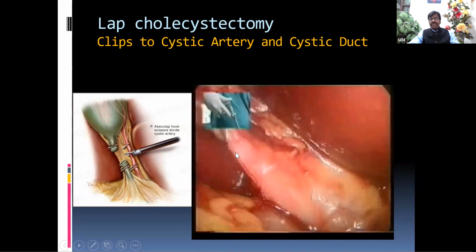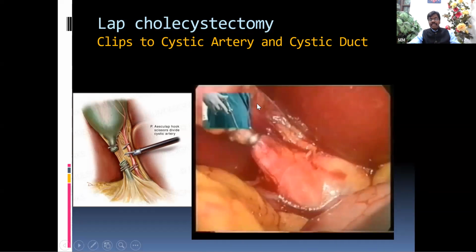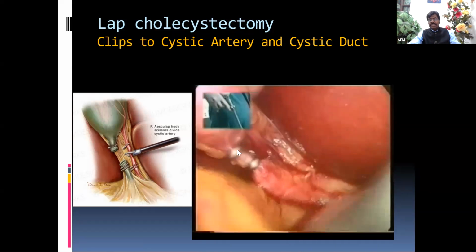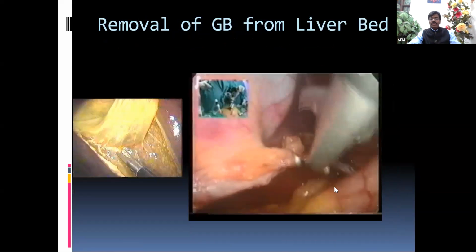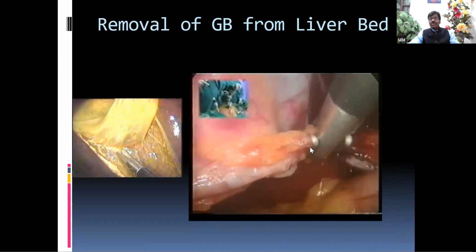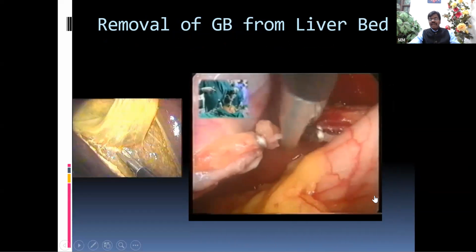See, this is a cystic duct, okay, and you will also be able to see the cystic artery just beginning. This is the cystic artery. So cystic duct and cystic artery, okay. And what we do, then you divide. So we have a scissor also, and you divide the cystic duct like this, okay, and also the artery.